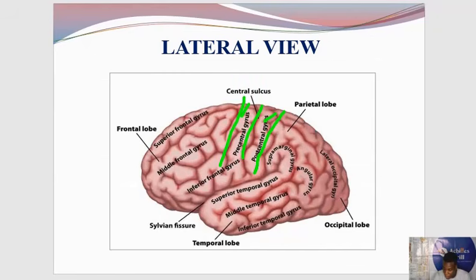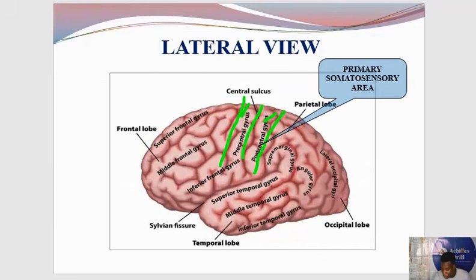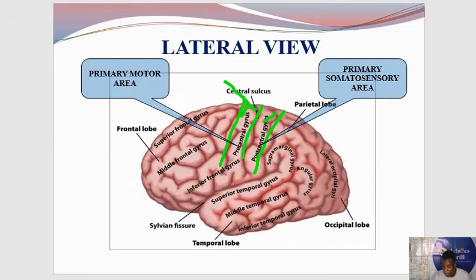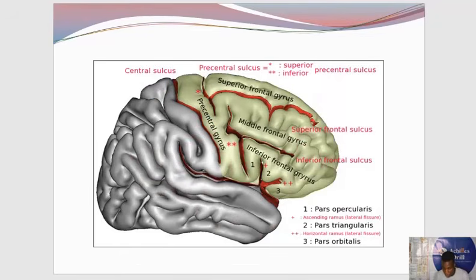Another name for the postcentral gyrus is the primary somatosensory area. And then another name for the precentral gyrus is the primary motor area. So we now dive into other things associated with this superolateral view. I would like to say more about this frontal lobe, the frontal lobe of the brain. That's this region right here.